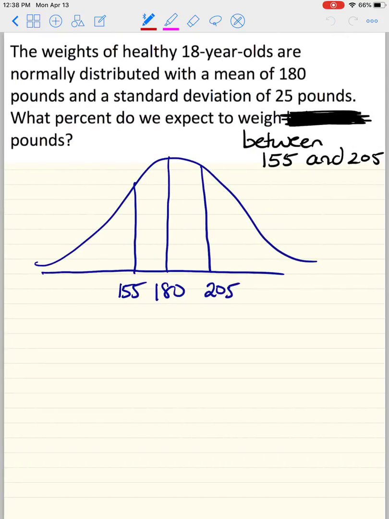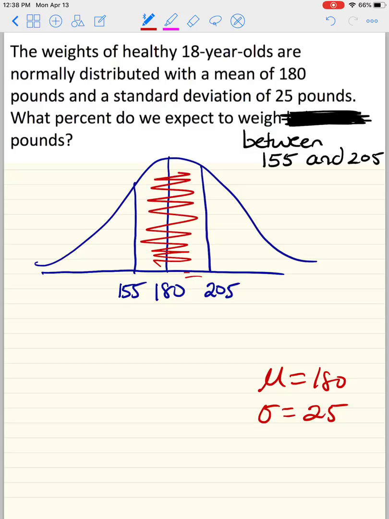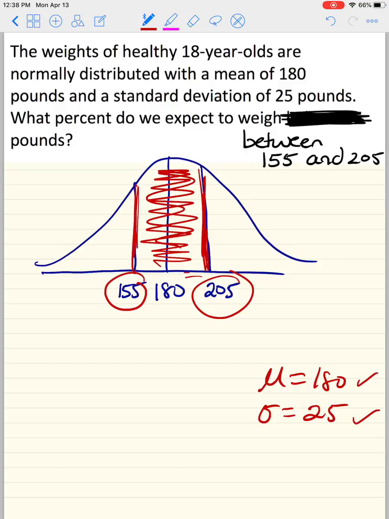The weight of healthy 18-year-olds are normally distributed with a mean of 180 and a standard deviation of 25. What percent do we expect to be between 155 and 250? I'm sorry, 205. Well, that's this part right here. We know that it's exactly 1 standard deviation away from the mean in both directions. We also know that 1 standard deviation is 68%, but now we're going to be more precise because I'm going to use a calculator. This is my lower. Remember, you got to figure out what it's between. That's my upper, that's my mean, and that's my standard deviation.